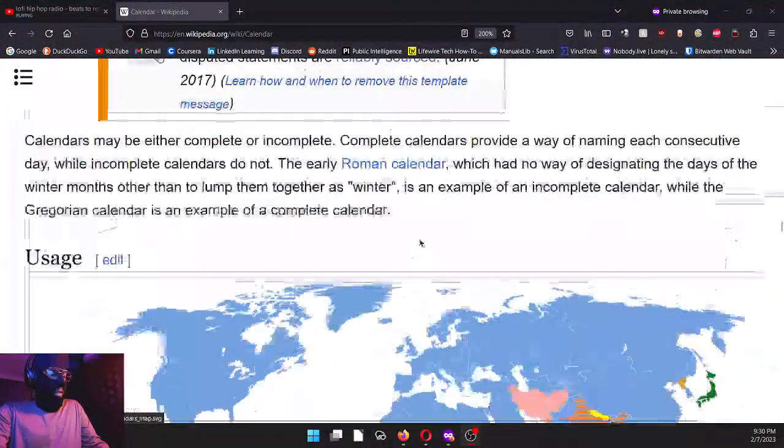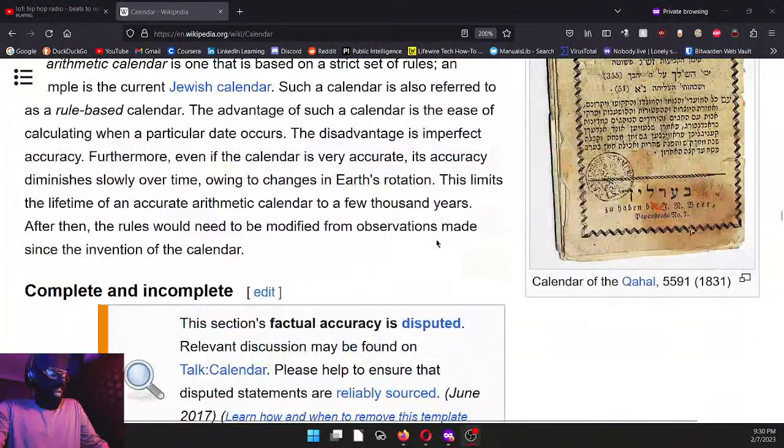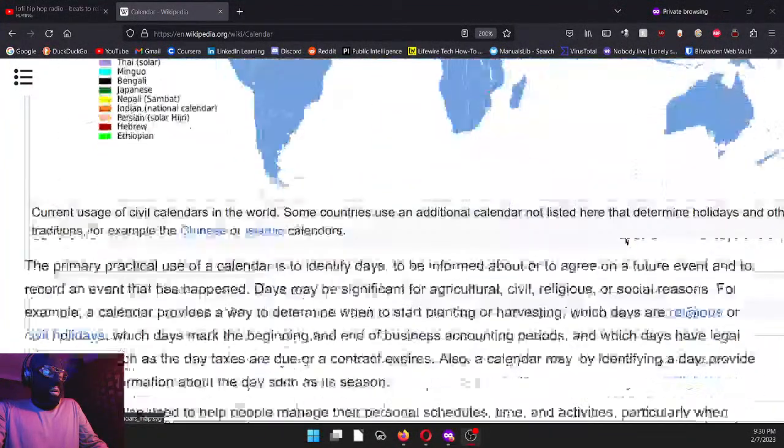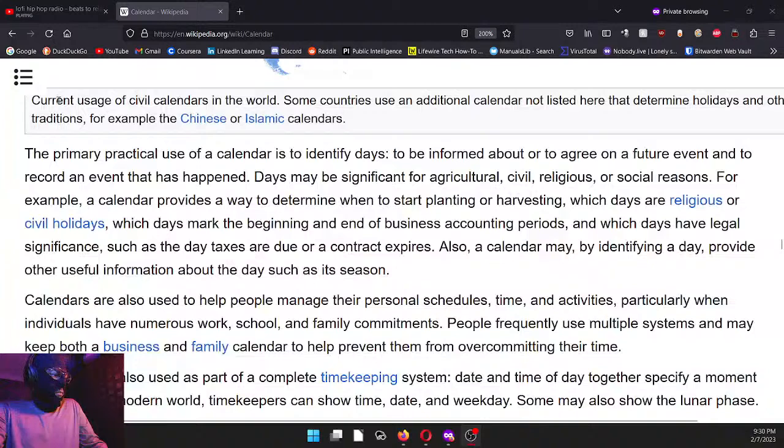So, after looking through a bunch of worldwide calendars and where they've been used around the world, current usage of civil calendars in the world, some countries use additional calendars not listed here that determine holidays and other traditions, for example, the Chinese or Islamic calendars.